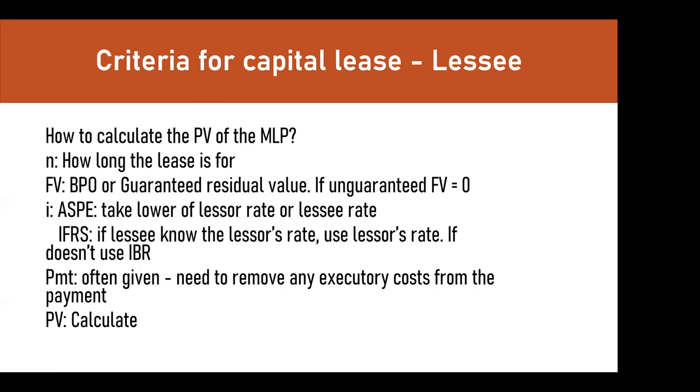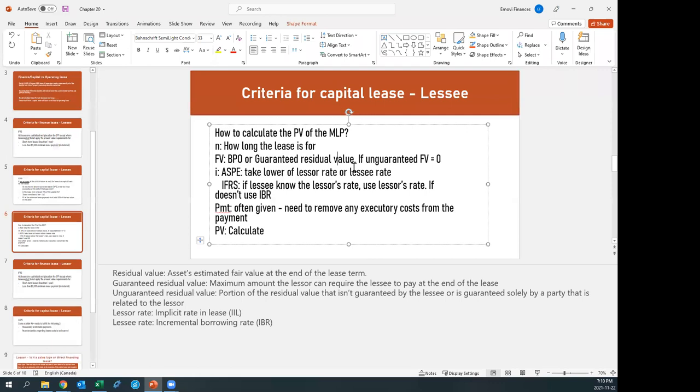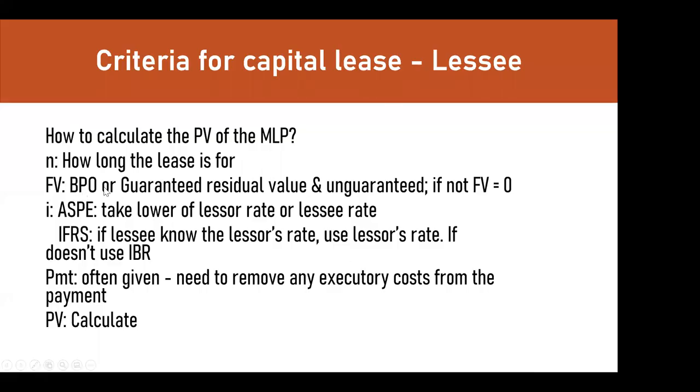Hold on, I thought I corrected it. All right, sorry about that. So yeah, if you have a BPO, a guaranteed residual value or unguaranteed residual value, then your future value is going to be these amounts. And if you have none of the 3, then your future value is 0. So we talked about the BPO.